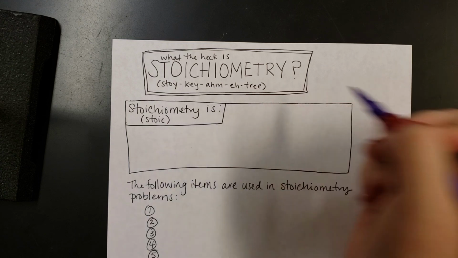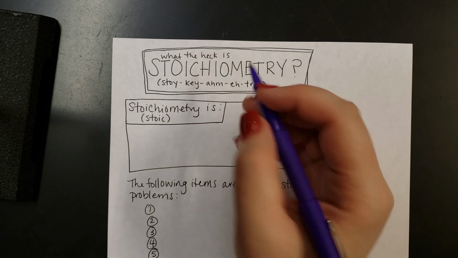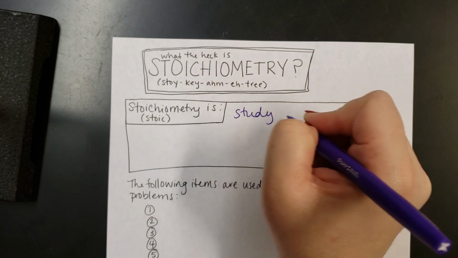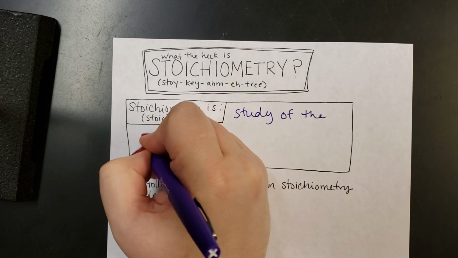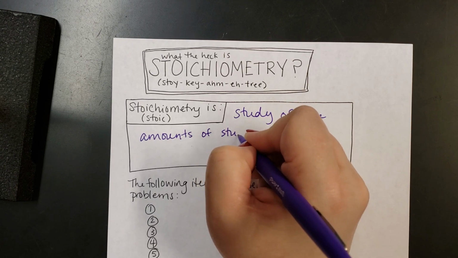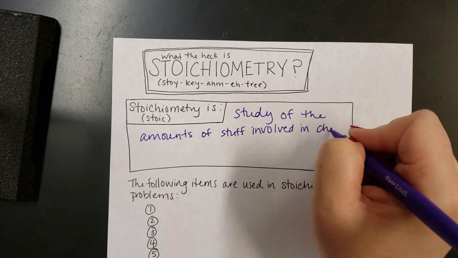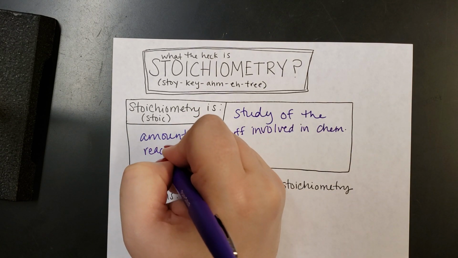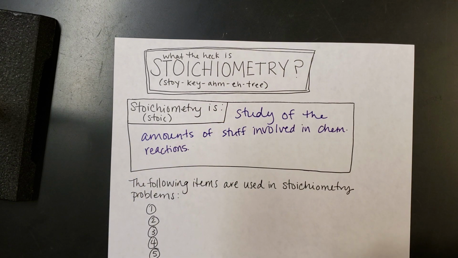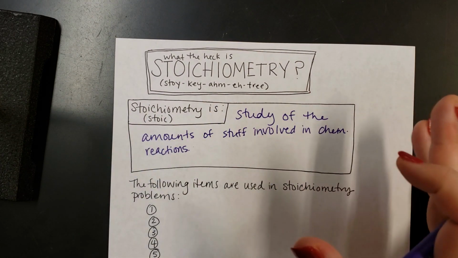Stoichiometry, often just shortened to stoic, is the study of the amounts of stuff involved in chemical reactions. Okay, it literally is just how much, if I have this much, how much of these things can I make? Or if I need to make this amount of stuff, how many things do I need? It sounds scarier than it actually is.